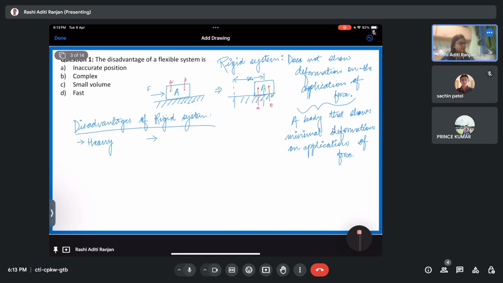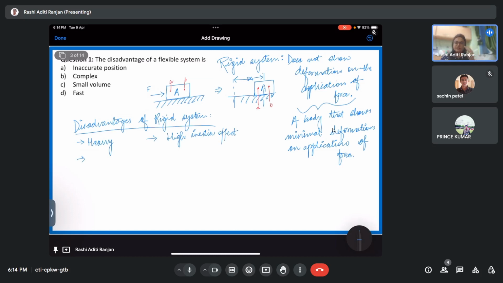So it is heavy. Now if it is heavy, then it is having more mass. If it is having more mass, it is going to have more inertia. Correct? Because eventually inertia is because of the mass. So it will have a high inertia effect, correct?